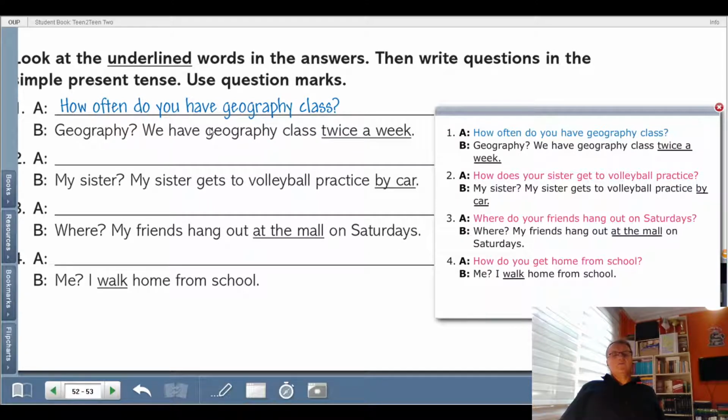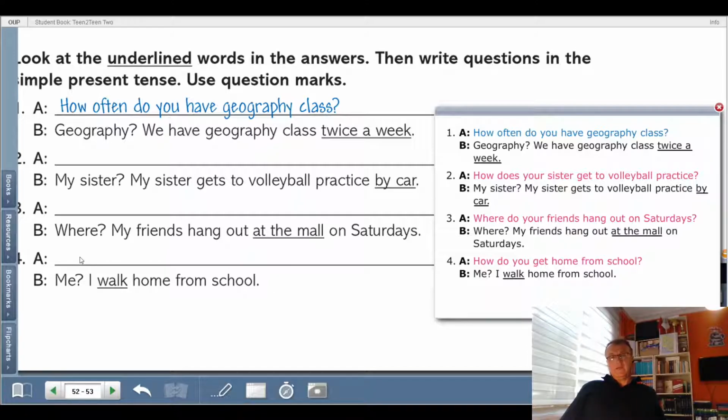Okay. How often do you have geography class? Because of twice a week, you ask how often. Now for 2, how does your sister get to volleyball practice? How means by car or by bus. When you want to learn that, you can ask how. 3, where? So here the same question. Where do your friends hang out on Saturdays? At the mall. Because of at the mall, we use where.